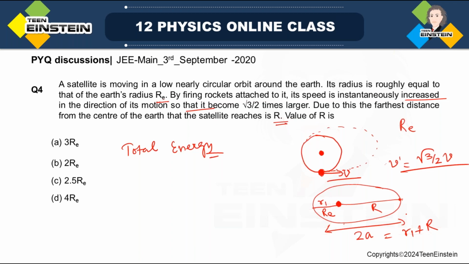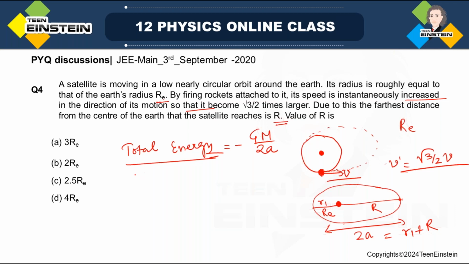All right, so here you look, let me just do one thing. Total energy for an elliptical orbit will be given by minus GM by 2a, where 2a is the major axis, that is 2 into the semi-major axis. So a is the semi-major axis.